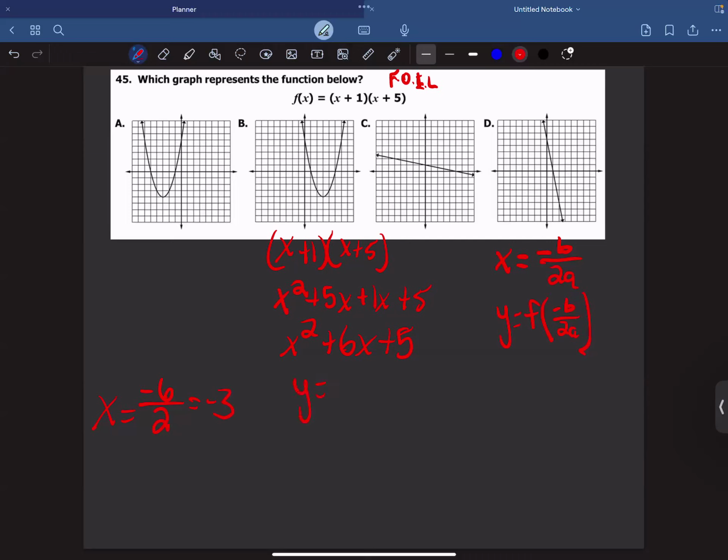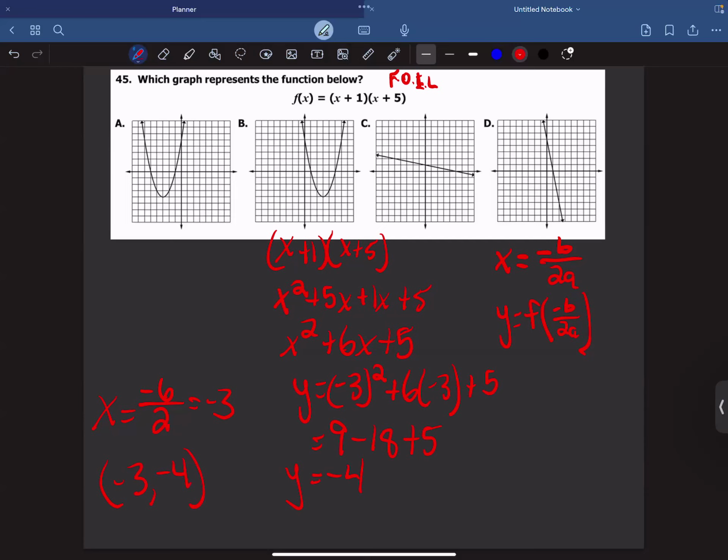Now y equals negative 3 squared plus 6 times negative 3 plus 5. So y equals 9 minus 18 plus 5, which equals negative 4. So my vertex is negative 3, negative 4. Which one of these is at negative 3, negative 4?